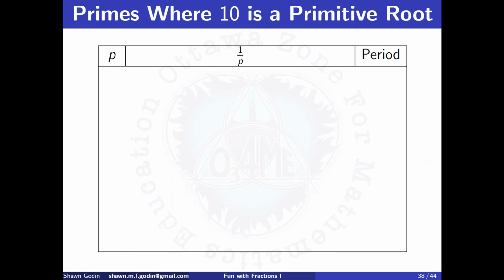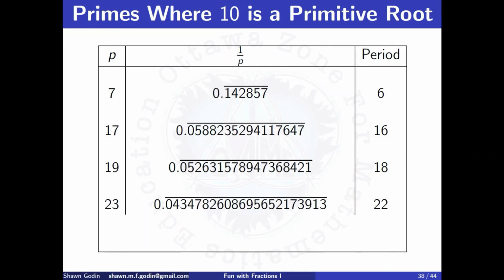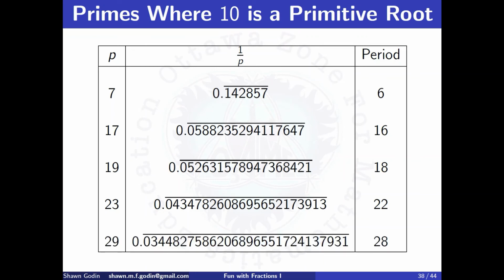So here are some examples of primes where 10 is a primitive root. The smallest one is 7. That has a period of length 6. Next is 17. 1/17 has a period of length 16. 1/19 has a period of length 18. 1/23 has a period of length 22. And 1/29 has a period of length 28.